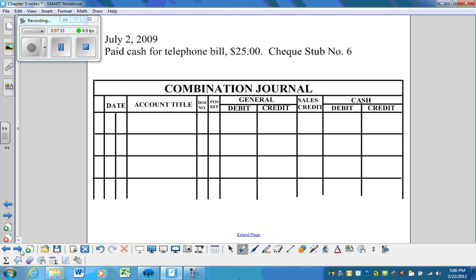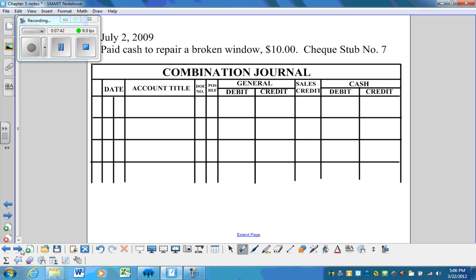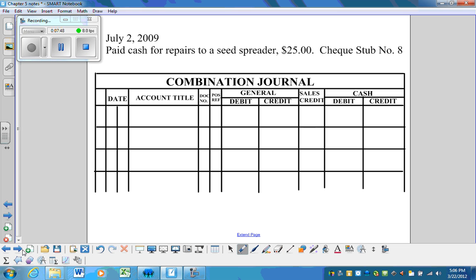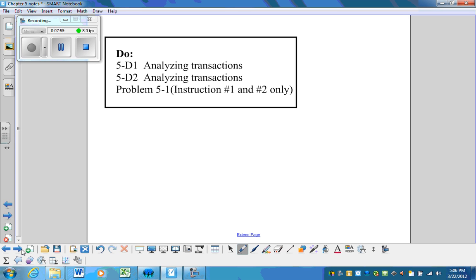Okay, this will be exactly the same as the telephone bill, so just remember that that goes under the utilities expense. It'll be done just like the rent expense one just was. Same thing here, you have your broken window, we classify that into miscellaneous. Repair the seat spreader, remember that that is the equipment repair expense, done exactly the same as every other expense transaction. Okay, and then here are some activities that will help you.